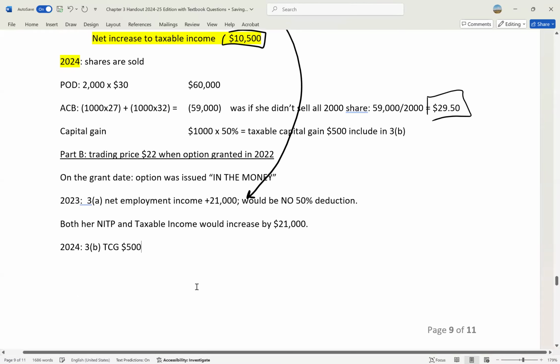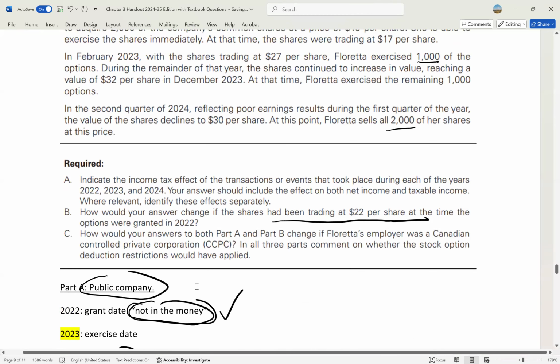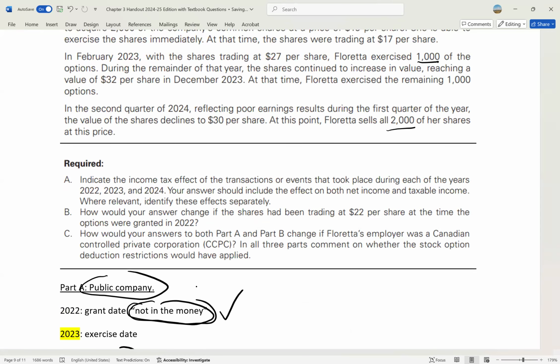So then let's go to Part C. Part C says, how would your answers to both A and B change if the employer was a CCPC? And so once again, we're not going to go through what a CCPC is. That would be something you will learn if you end up taking the corporate tax course, BFIN 451. So in these questions, we'll be told if it is a CCPC or if it's not.